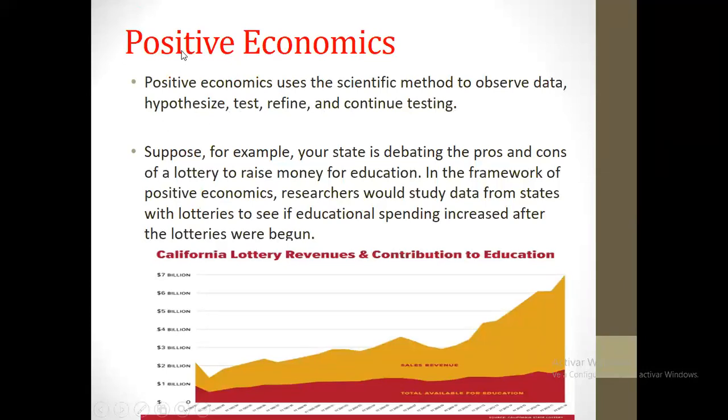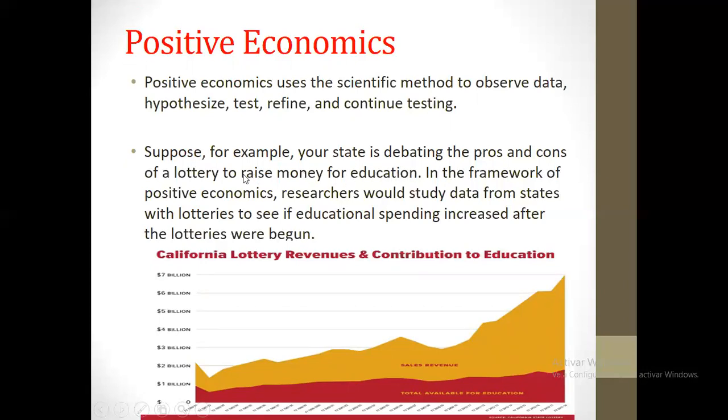It's more mathematics. Positive economics uses more mathematics. Okay. Suppose, for example, your state is debating the pros and cons (los pros y los contras) of a lottery to raise money (como lotería para levantar dinero, ¿para qué?). Para educación, to raise money for education.